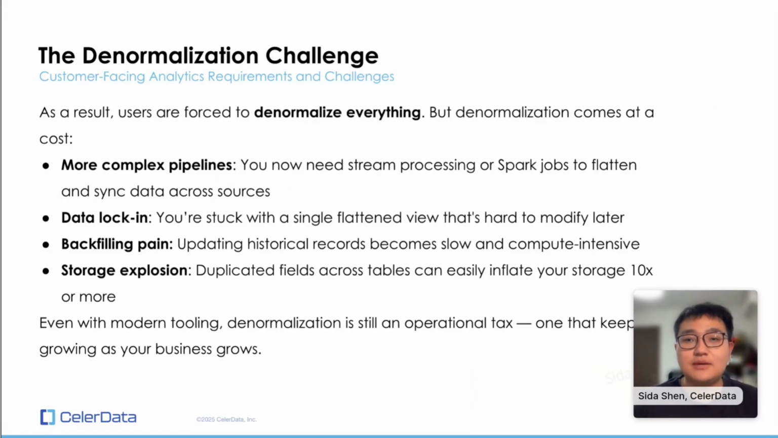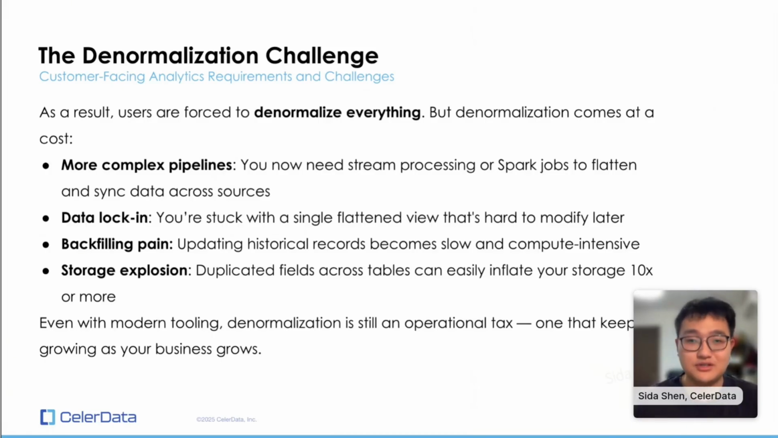And without the ability to do joins, users are forced into denormalizing, typically denormalizing all of the data, right? But denormalization, yeah, it does solve the performance challenge. Query latency is good because you don't have to do the join. Joins are expensive, right? But it comes at a very, very hefty cost.